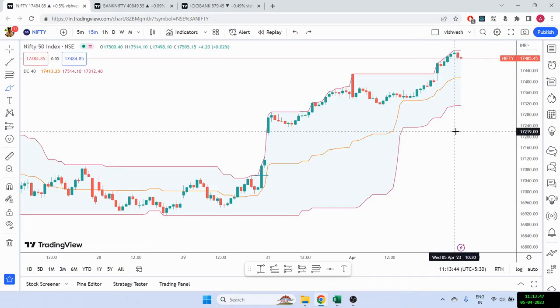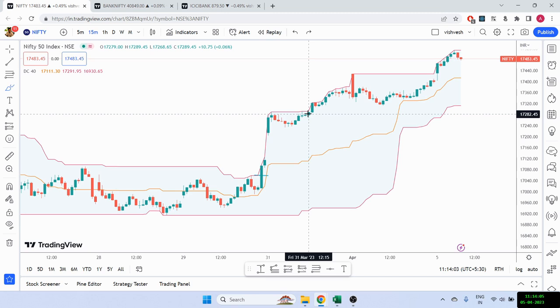So let me tell you again about the strategy. This can be done on any time frame. Basically, this is a pullback strategy, and we are using Donchian channel. Generally, I use a Donchian channel 40, and you can do it in any stock index, even in MCX, currency, whatever you want. And you can even do it in different time frames.